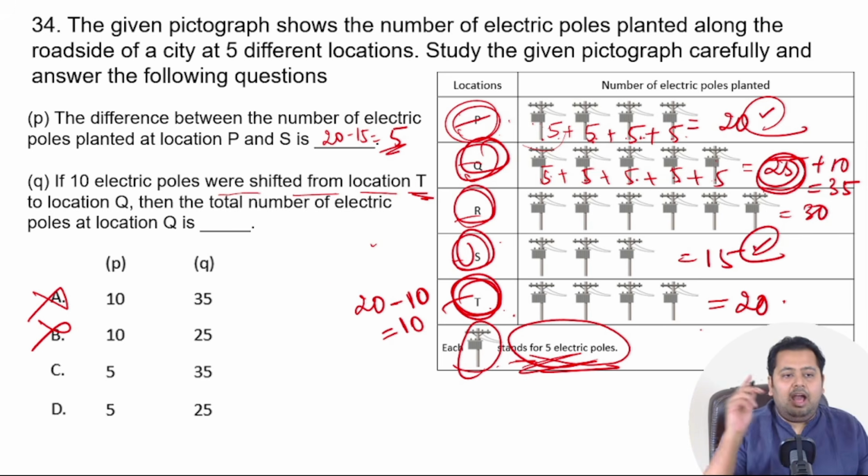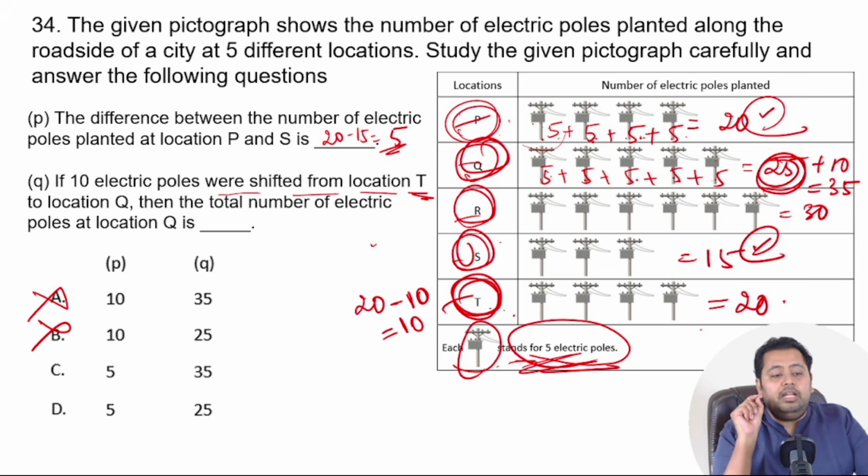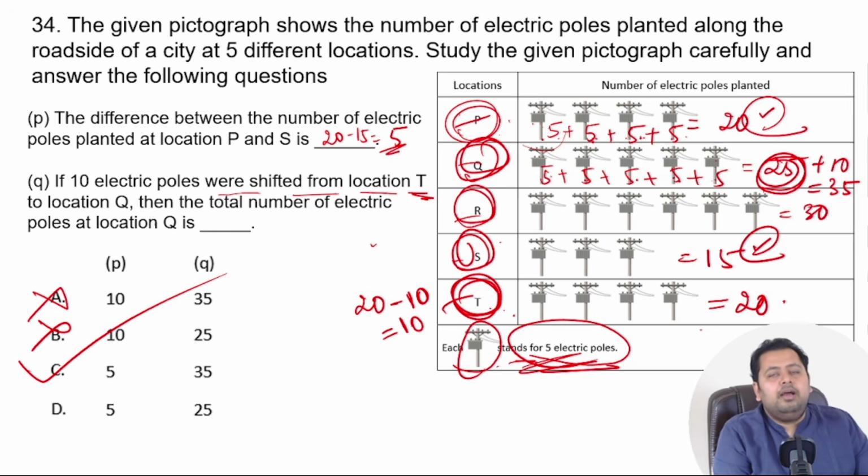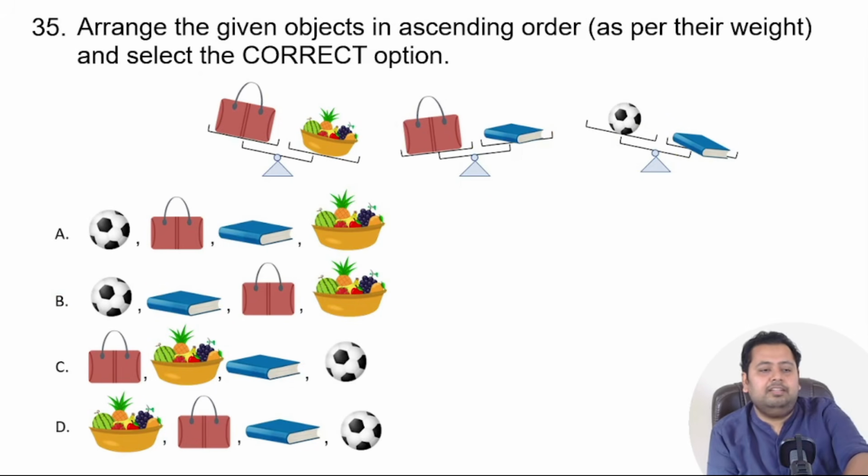So now after moving 10 electric poles from T to Q, you have 10 electric poles in T and 35 electric poles in Q. Then the total number of electric poles at location Q is 35. So the correct answer is option number C, that is 5 and 35. I hope you would have got it correct. If you did, then give yourself a star, and we now move to the last question.